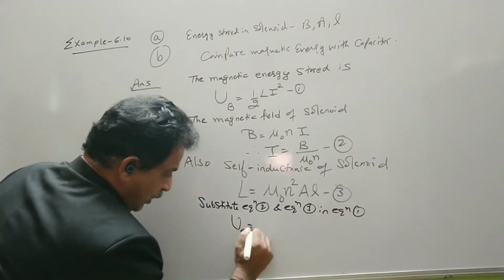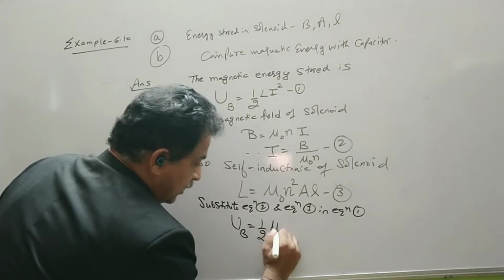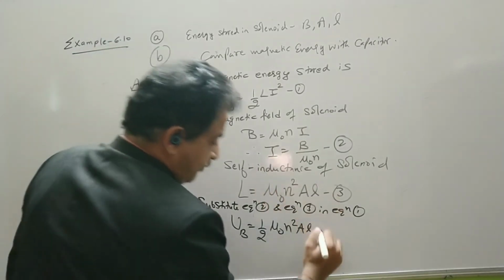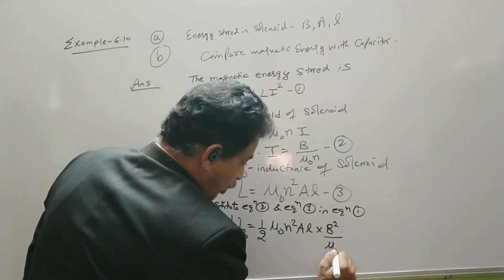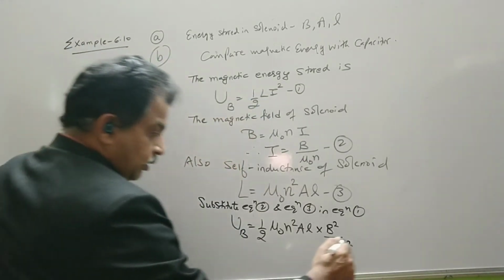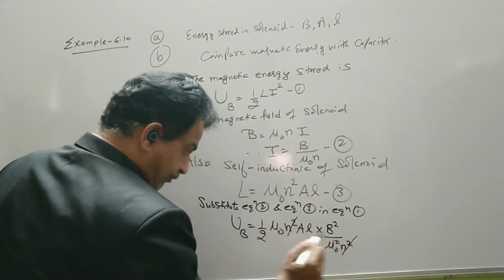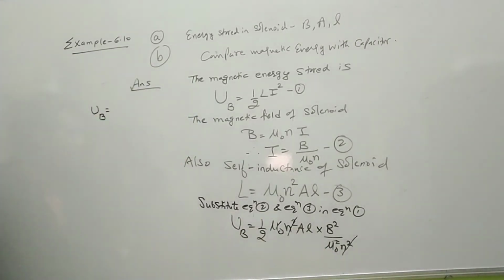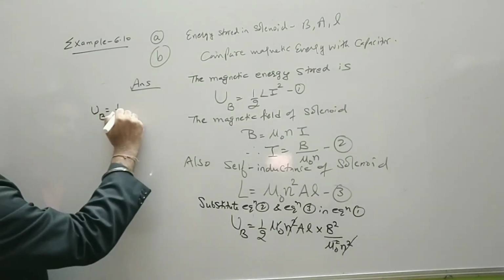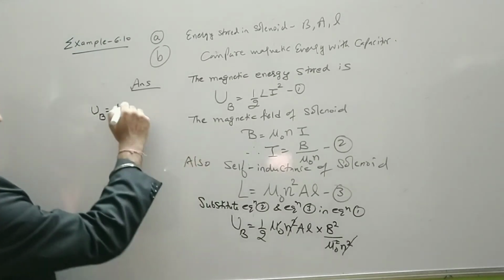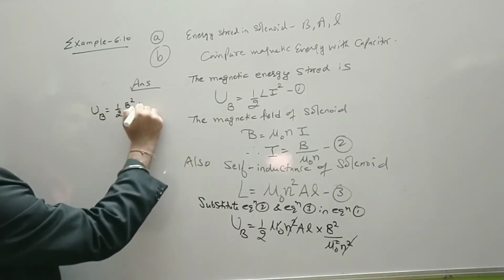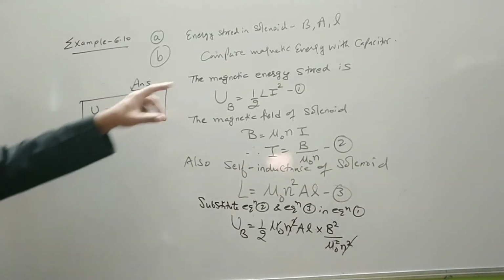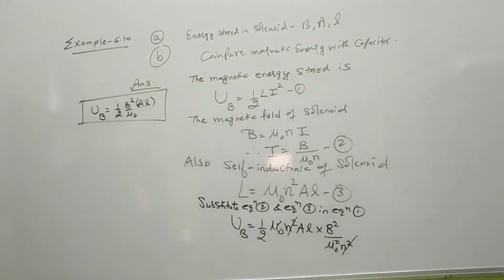So UB is equal to half L, where L is mu naught N square A L, into I square. Square of this, that is B square upon mu naught square N square. So N square is cancelled, and one mu naught is also cancelled. So the energy stored in the solenoid is half, B square upon mu naught, area into length. So this much energy is stored. This is the answer in the form of B, A, and L.